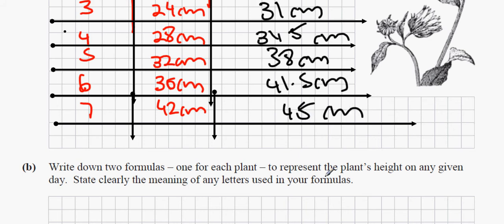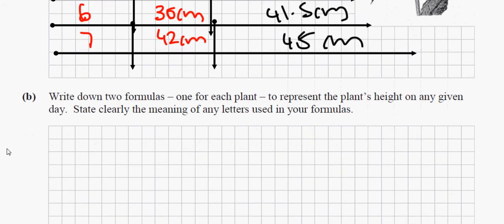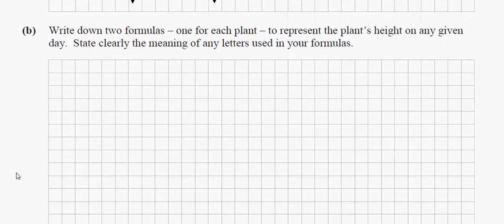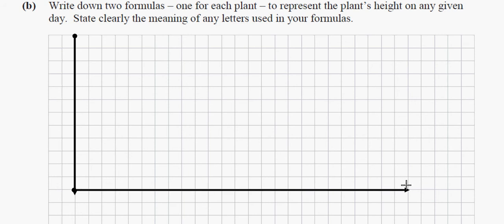Now, write down two formulas, one for each plant to represent the heights of any given day, clearly stating what each letter in the formula means. Okay, so what we're trying to get at here is sort of like an equation of a line formula. Okay, so the first plant is starting off at 16. So you imagine 16, 20, 24, 30. And if you imagine that this plant, okay, so day 1, day 2, day 3, day 4.